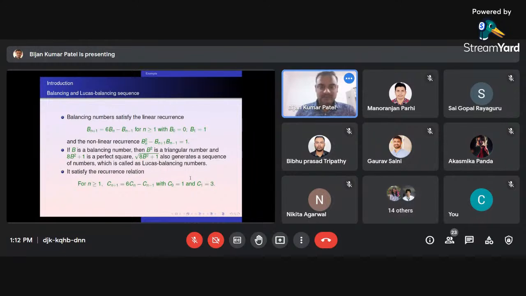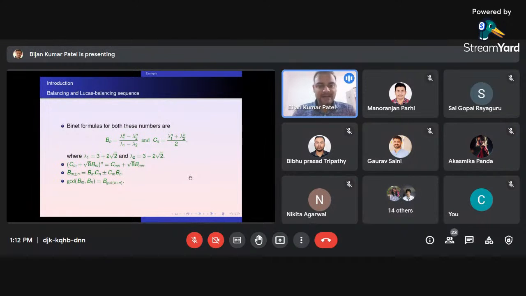Now, the Binet formulas of these numbers are that Bn is lambda 1 to the power n minus lambda 2 to the power n, divided by lambda 1 minus lambda 2, and Cn is given respectively. Here lambda 1 and lambda 2 are the roots of the characteristic equation, whose values are 3 plus 2 root 2 and 3 minus 2 root 2.